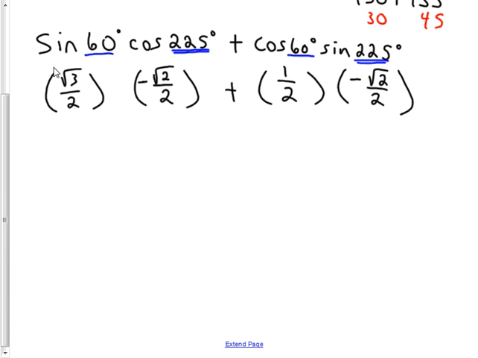So square root of 3 times the square root of 2 is the square root of 6, and we have a positive times a negative, so it's going to be negative square root of 6 over 4. Plus, over here, you have 1 times negative square root of 2. That's going to be negative square root of 2. All that over 2 times 2, which is 4.